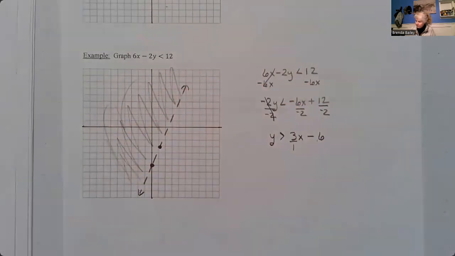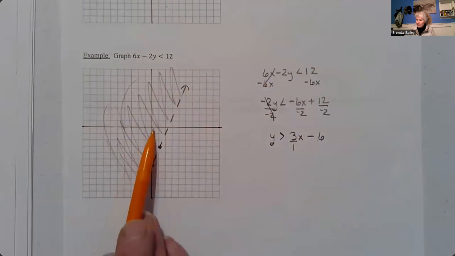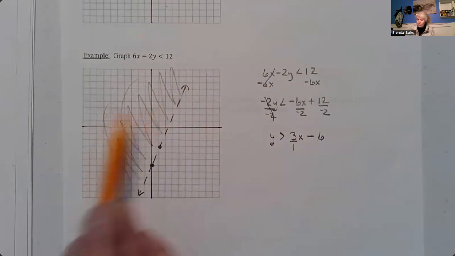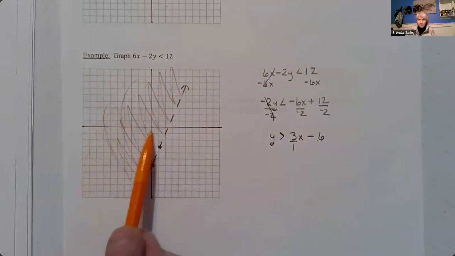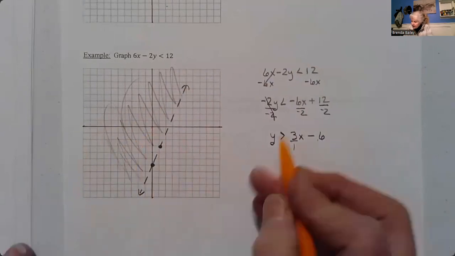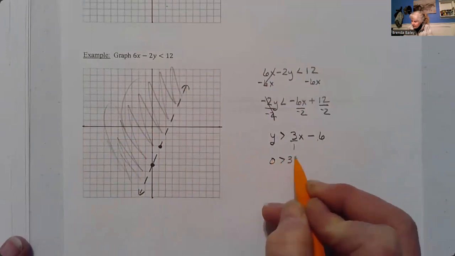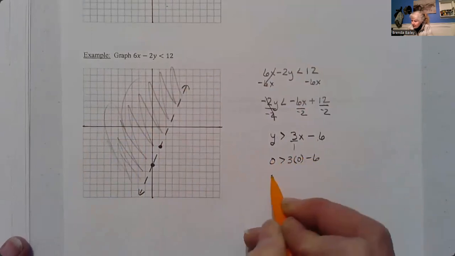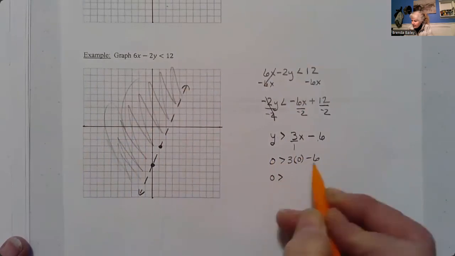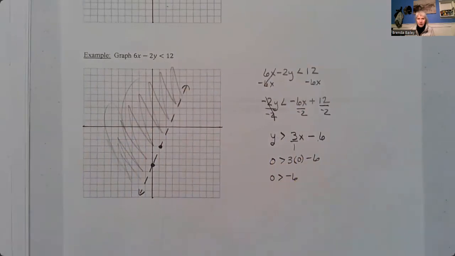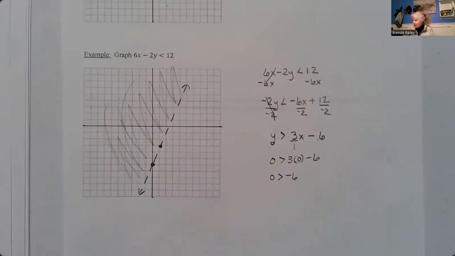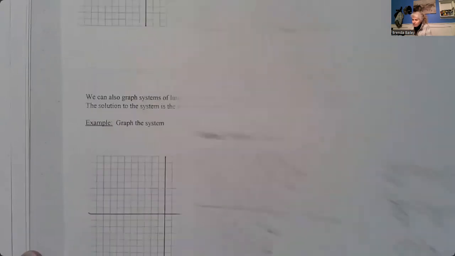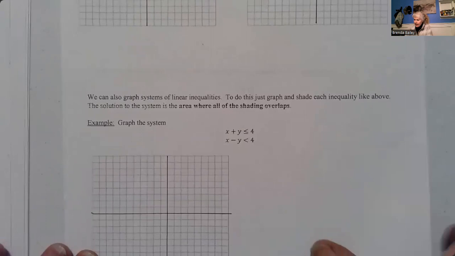Okay. And you can always pick a point like 0, 0. I like it with 0, 0. If you put in 0, 0, you're saying it's going to work because it's in your region where you think all the solutions are. So if you do put in 0, 0, 0 greater than 3 times 0 is 0 greater than a negative 6. Yeah. All right. So it looks like you shaded correctly. All right. Let's do some special cases here.